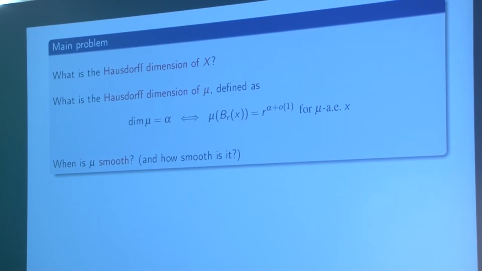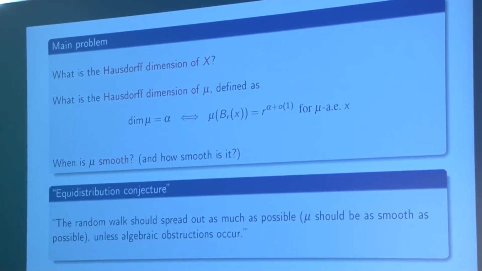Okay, so you can ask what is the dimension of the measure. We define the dimension to be alpha if the mass of a ball of radius r scales like r^alpha at almost every point for the measure. And you can also ask, if the dimension is large enough, whether the measure is smooth, that is, absolutely continuous with respect to Lebesgue measure. And if it is absolutely continuous, you can ask how regular is the Radon-Nikodym derivative? Is it bounded? Is it continuous? Is it smooth? Is it L^2? And so on.